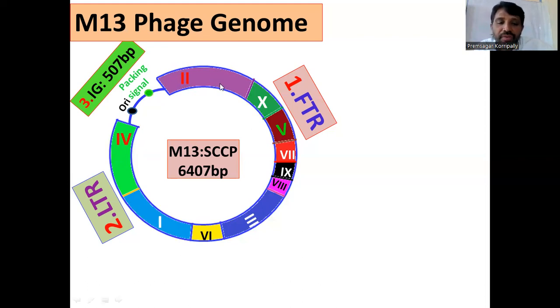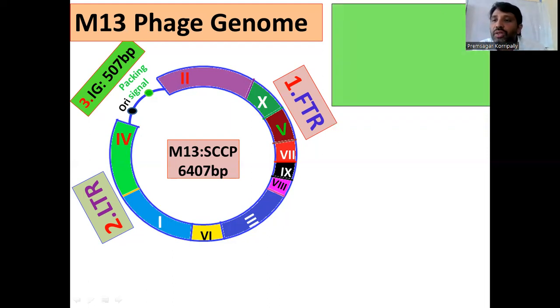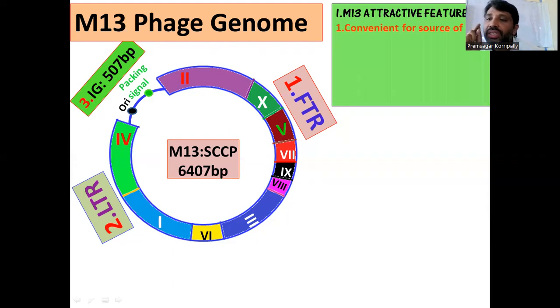Every gene is very tightly packed, from gene 2 to gene 4. So what are the attractive features of the M13 genome? Why do we consider this as an M13 cloning vector? Because it is a convenient source of single-stranded DNA. As I told you, single-stranded DNA is required for DNA sequencing by the dideoxy method. The chain termination method requires single-stranded DNA. If you get single-stranded DNA of the insert, the gene you are cloning, then it is easy to know the sequence of a gene.